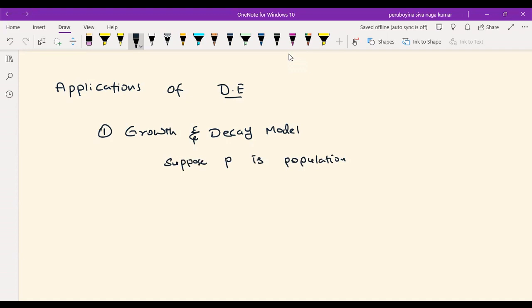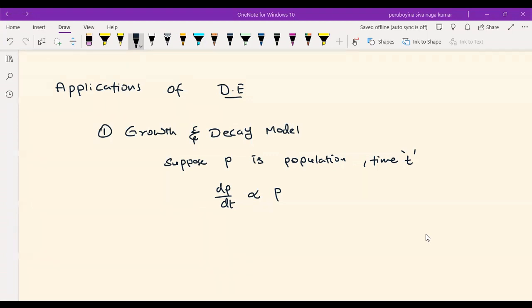of any town at a particular time t. Population increases at a rate proportional to itself. So you can write dp by dt, because the observation is going on with respect to time t. So that's why it is proportional to p. So growth means dp by dt is proportional to p.